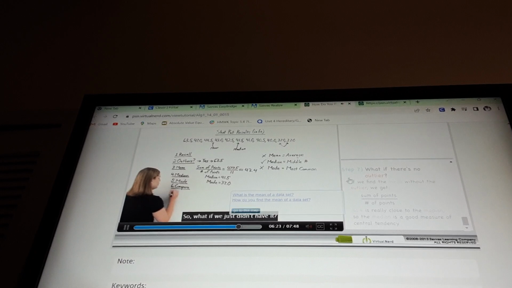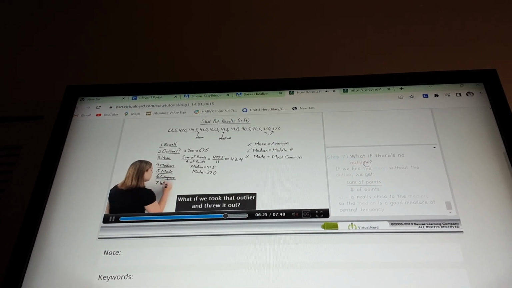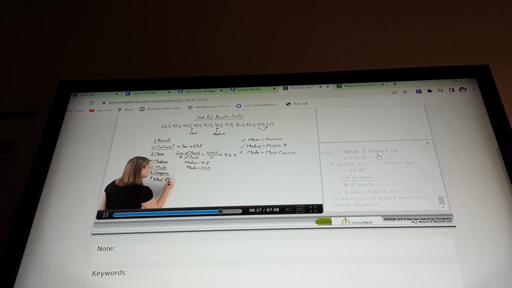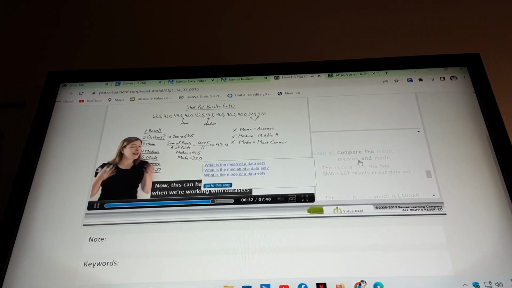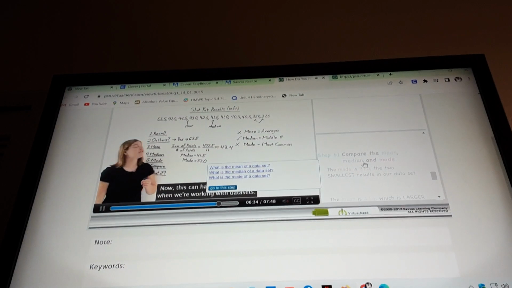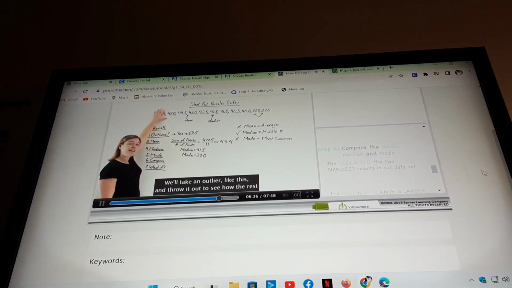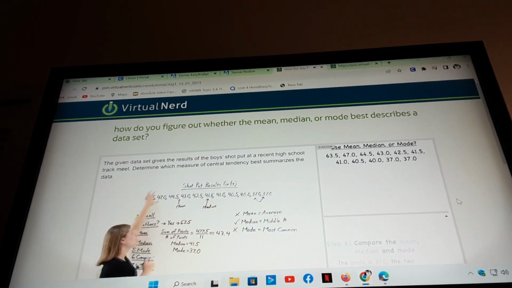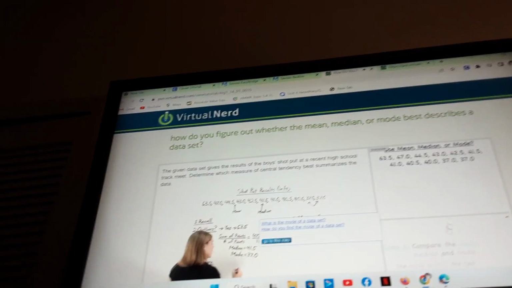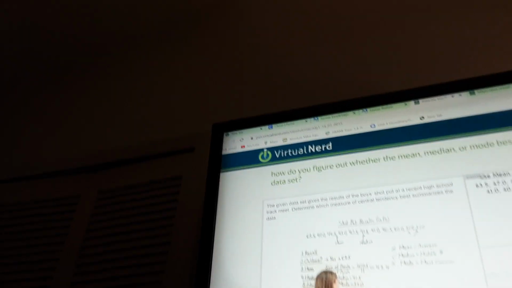Again, our mean was larger than it would have been because we have this outlier 63.5. So what if we just didn't have it? What if we took that outlier and threw it out? Does that make our mean a better measure of central tendency? Now, this can happen sometimes when we're working with data sets. We'll take an outlier, like this, and throw it out to see how the rest of the data summarizes without that outlier in there. So let's say we take that outlier out and find the mean.